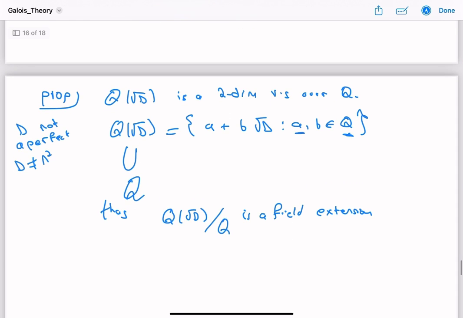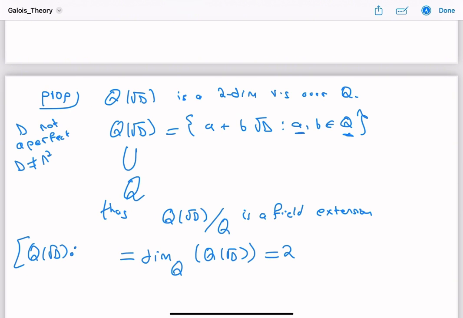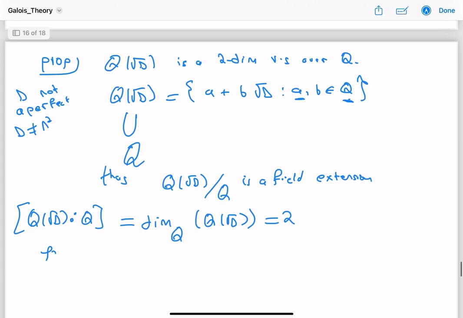And when we say that the dimension of Q(√d) over Q is 2, what we really have is that the degree of the field extension Q(√d) over Q is equal to 2. So let us prove this. It's also trivial to see if you look closely at the definition of what Q(√d) is, right? Every element, let me just write it here.